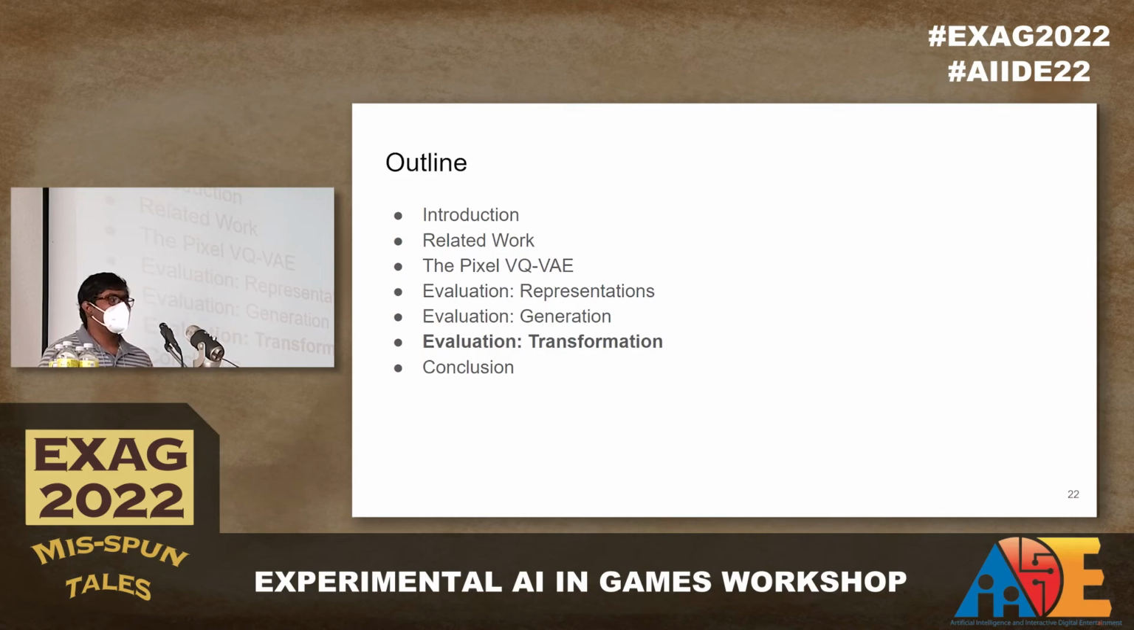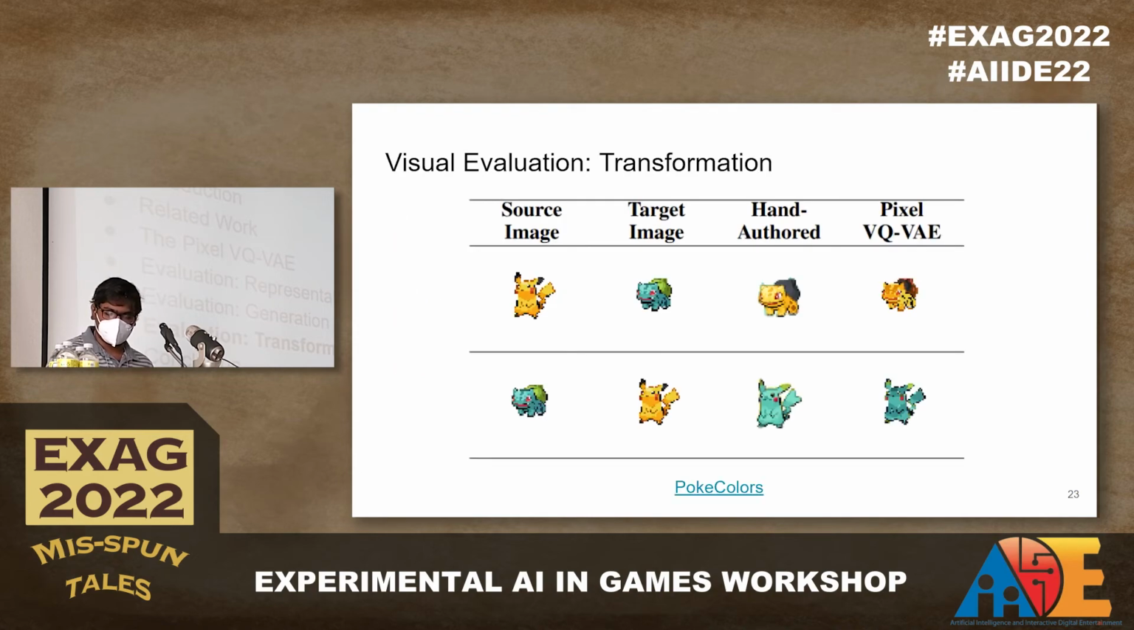The other task we check out is image transformation, similar to what I showed you before. Essentially, we want to take the colors from one image and put them onto another image. So this third column, the hand-authored column, is created by a human. It's from the website PokeColors. Whereas the Pixel VQ-VAE column is the model's attempt at doing this. Now, I will note that I did not train any model for this task. I simply used a mapping function where I took the embeddings for the first image and put them on the second image. With a trained model, this would be better, but it still looks reasonably close to the human-authored versions.